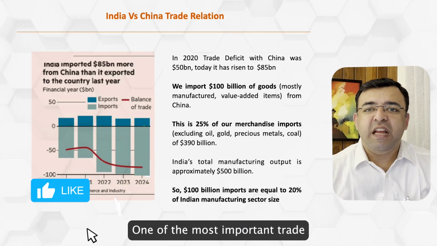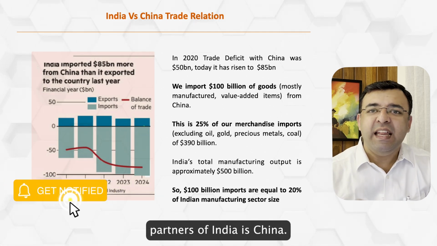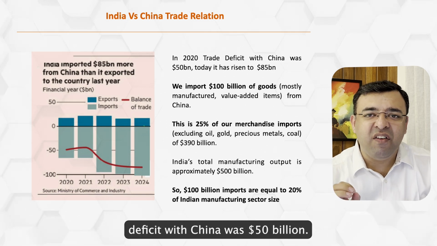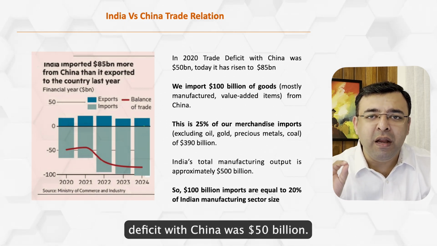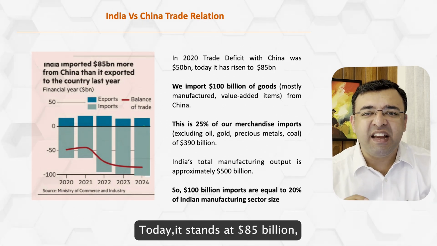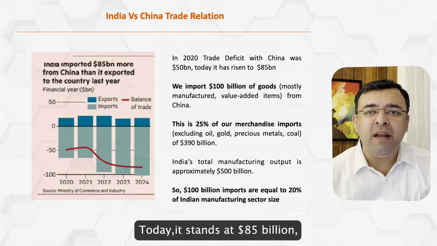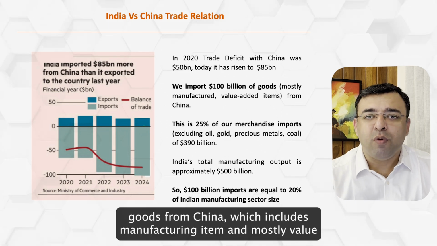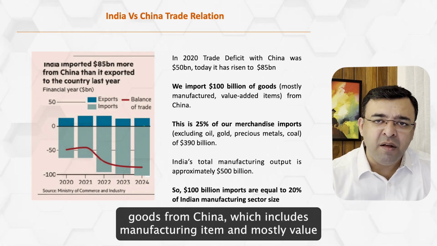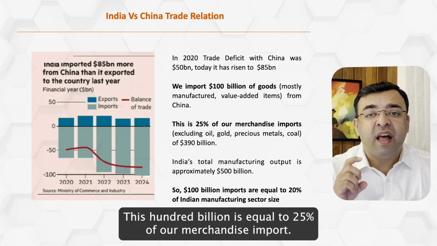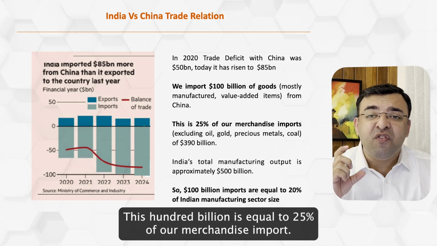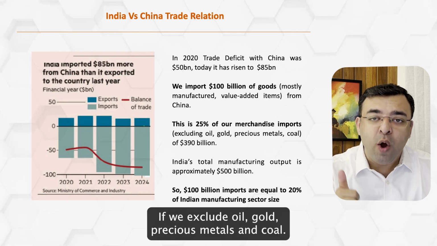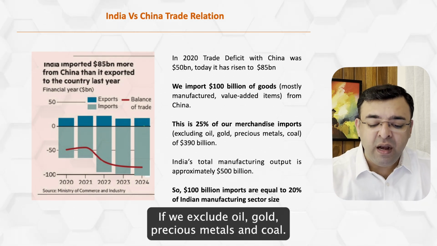One of the most important trade partners of India is China. In 2020, our trade deficit with China was $50 billion. Today, it stands at $85 billion. We import 100 billion worth of dollars goods from China, which includes manufacturing items and mostly value-added items. This 100 billion is close to 25% of our merchandise import if we exclude oil, gold, precious metal, and coal.